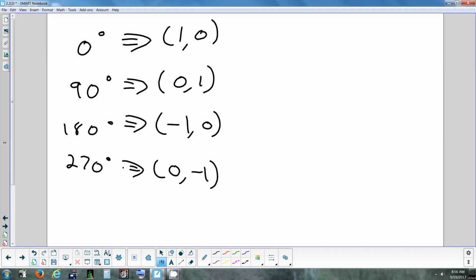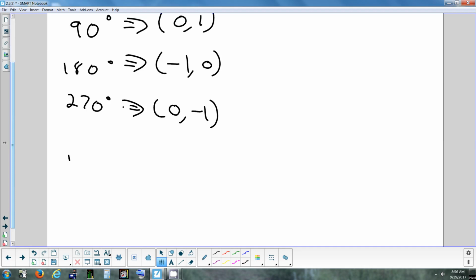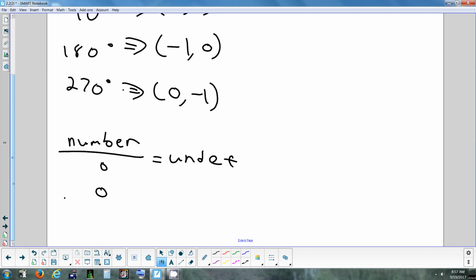Arithmetic is pretty straightforward. Just as a reminder, what do you get when you do a number divided by 0? Yep. Undefined. So some of the trig functions will come out undefined when you use these coordinates because you might end up with 0 in the bottom. What about if you have 0 divided by a number? Assuming it's a number that's not 0, not 0 divided by 0. That's different. Yep. It would just end up being 0.